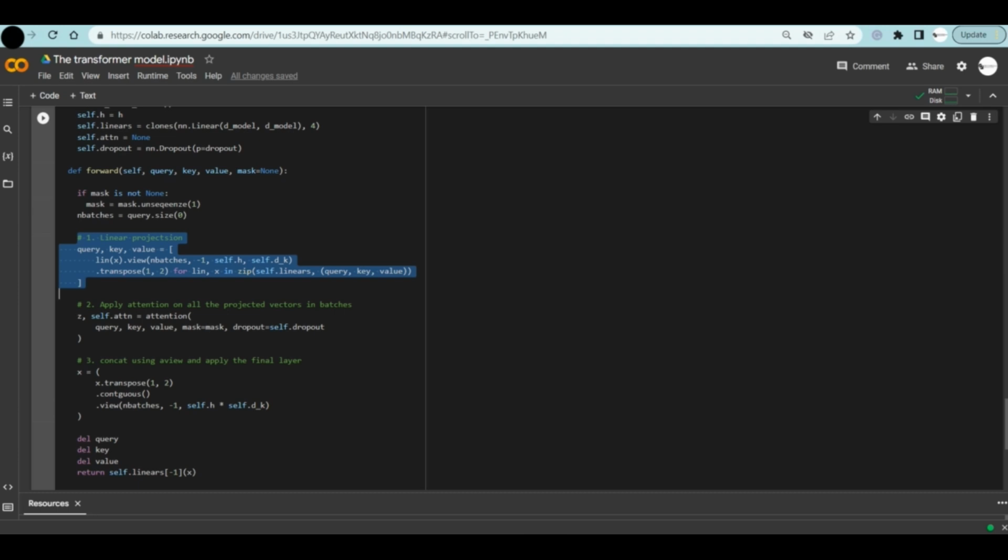So the linear projection essentially creates a multi-head attention mechanism where each head is looking at different aspects of the input, right? The reshaping and transposing of the tensor make sure that they have the right shape for the attention calculation, which will be done in the next step. So that's what this code does. I hope it gives you a better perspective of what's going on.